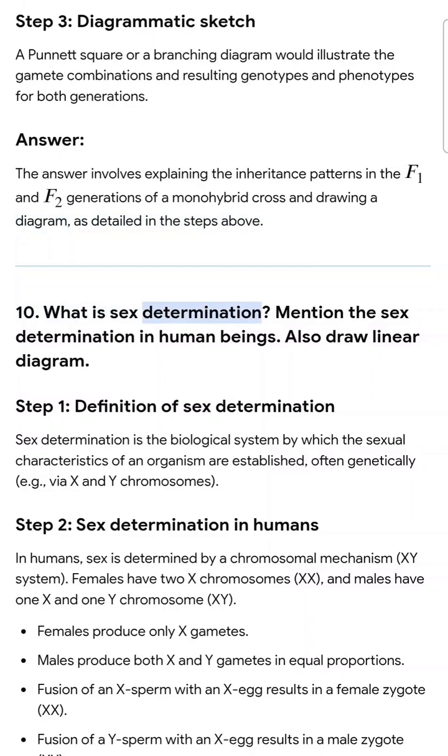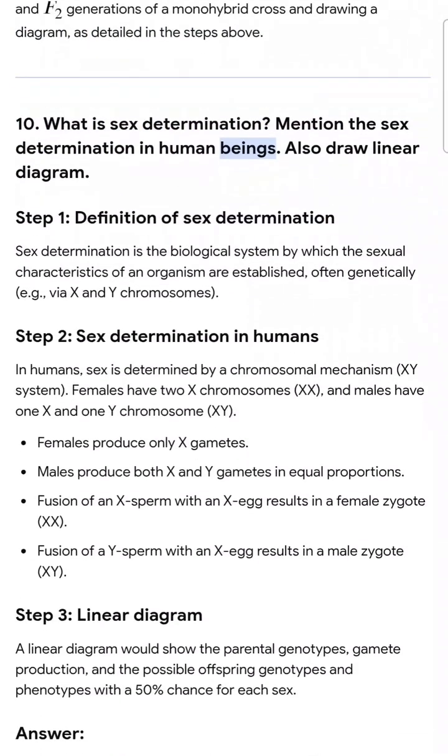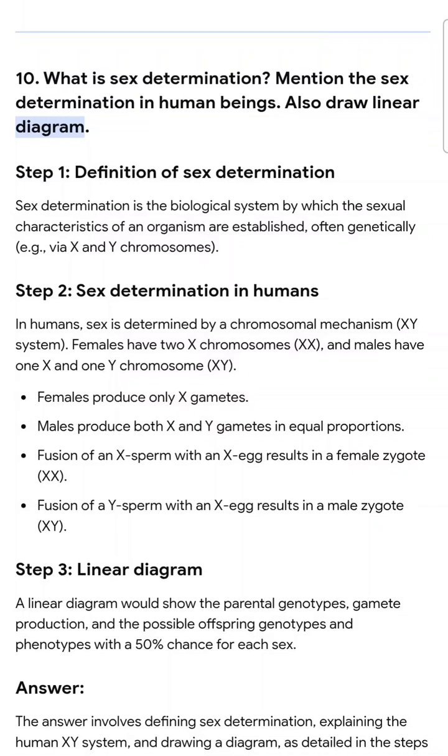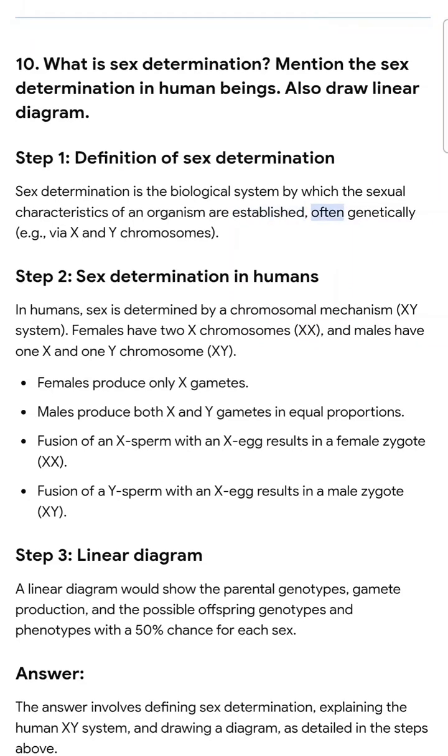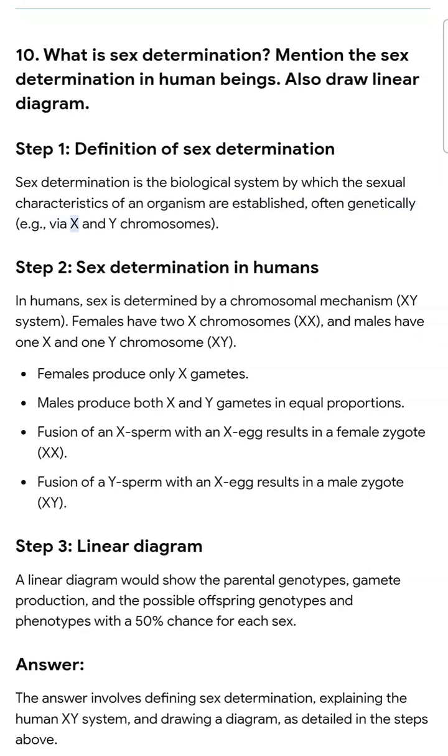10. What is sex determination? Mention the sex determination in human beings. Also draw linear diagram. Step 1. Definition of sex determination. Sex determination is the biological system by which the sexual characteristics of an organism are established, often genetically, e.g., via X and Y chromosomes.